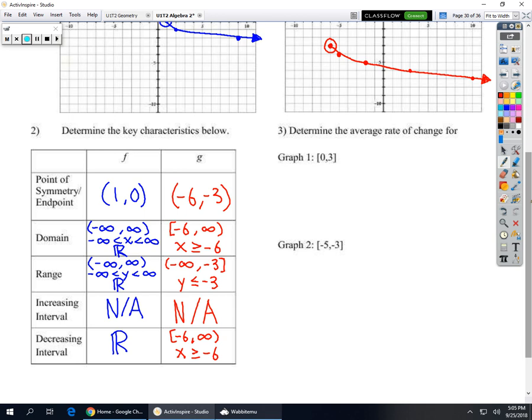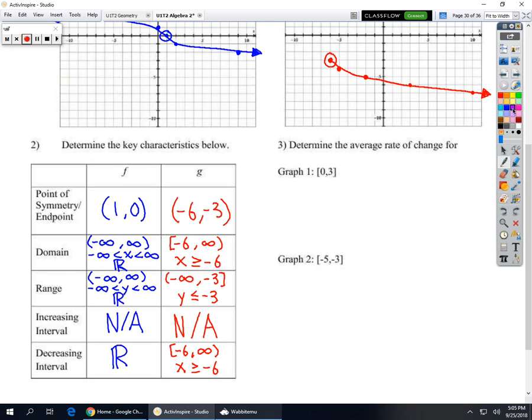That's done. Number 3, this is average rate of change. Now, we learned this recently, so it's a little bit fresh in our minds. I'm going to write the average rate of change formula kind of small over here. So remember, average rate of change is f of b minus f of a divided by b minus a. This is just a really fancy way of writing the slope formula.